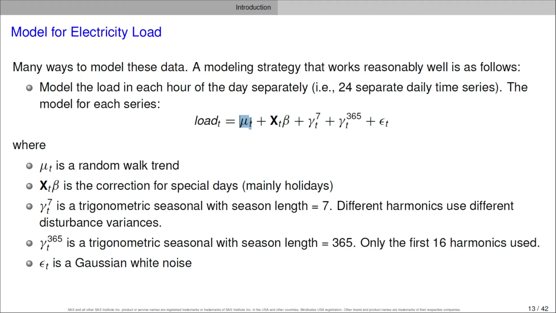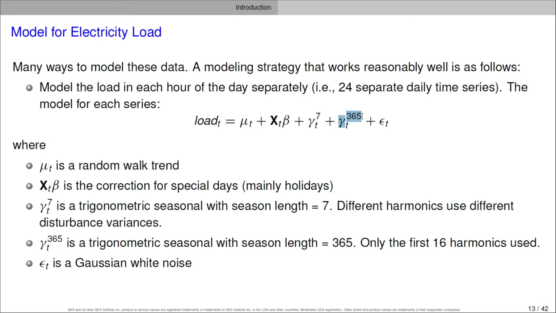Mu t denotes a random walk trend. Xt beta is a correction for the holidays, such as Christmas and New Year. Gamma 7 is a day of the week effect modeled as a trigonometric season of length 7. For added modeling flexibility, the 3 constituent harmonics in this season can have their own disturbance variance parameter.